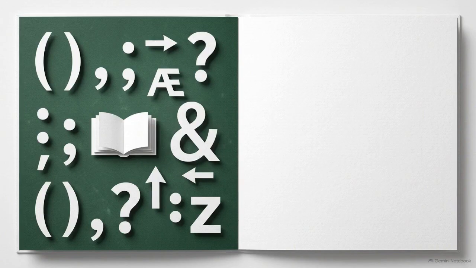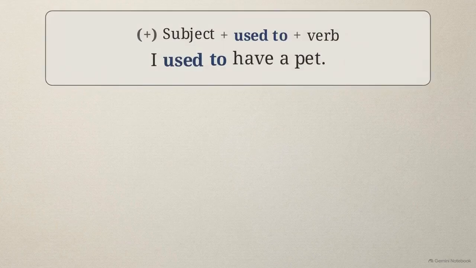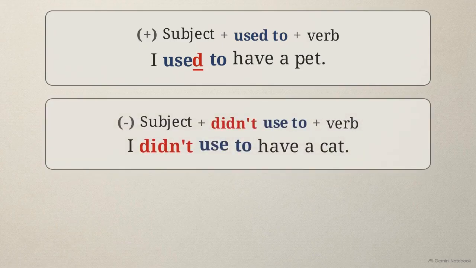Let's bring everything together one last time using a theme most of us remember from childhood, having pets. When you had a habit, you used the full version. I used to have a pet. That D at the end is what tells us we're talking about the past. When you didn't have a habit, we say, I didn't use to have a cat. The D is gone because "didn't" is already doing that work for us.